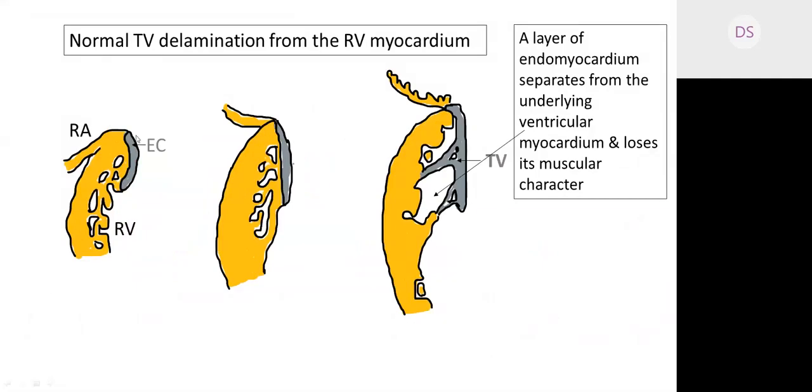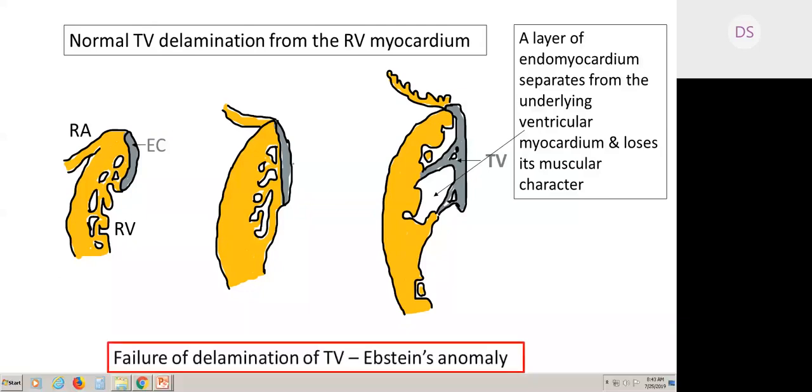Normally, this is how the endocardial tissue, the cushion, is attached completely adherent to the underlying myocardium initially. But slowly, as the blood streams in between and this tissue is replaced by connective tissue, you have separation of the endocardial cushions from the underlying myocardium, and the valve tissue loses its muscular character. This process is called delamination. That means a layer of endomyocardium separates from the underlying ventricular myocardium and loses its muscular character.